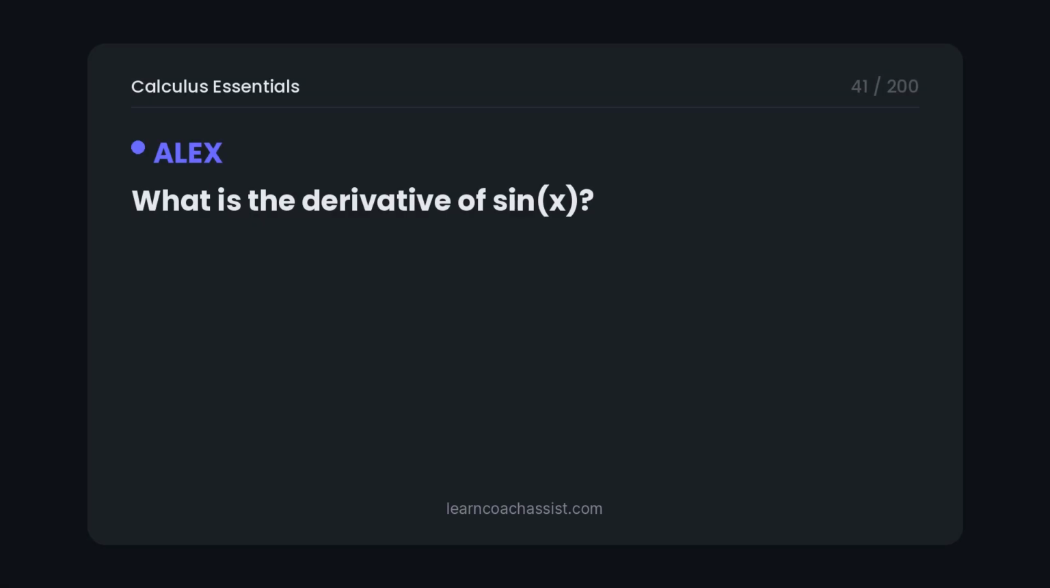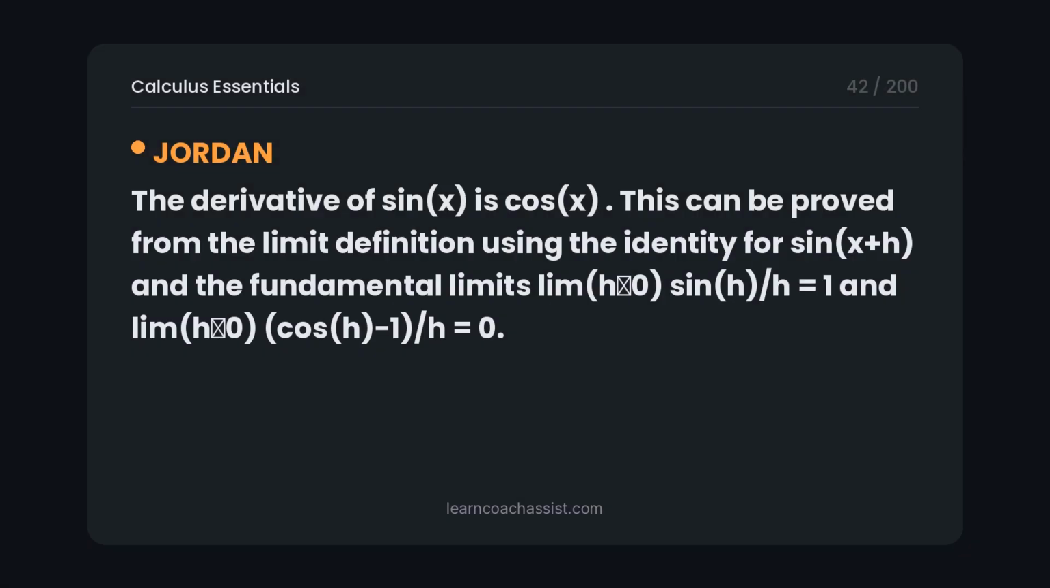What is the derivative of sin x? The derivative of sine x is cosine x. This can be proved from the limit definition using the identity for sine of x plus h and the fundamental limits: the limit as h approaches 0 of sine h over h equals 1, and the limit as h approaches 0 of cosine h minus 1 over h equals 0.